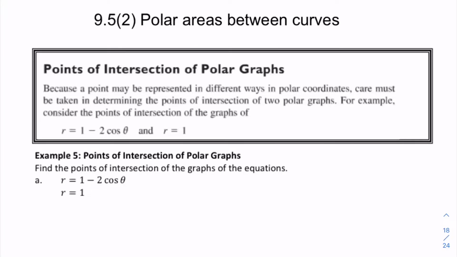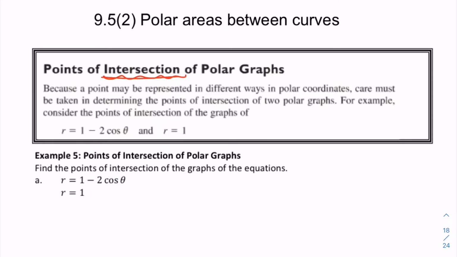Today we are going to go over 9.5 part 2. How do you find intersections between polar curves? The point of intersection is very similar to the rectangular system, but it's slightly different. Let me have a look at this example.